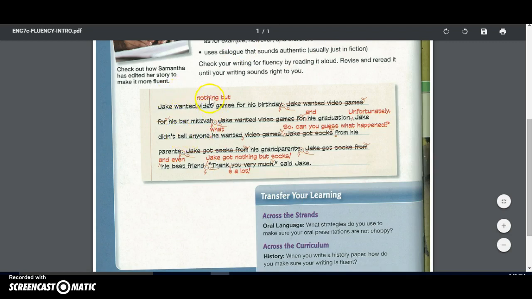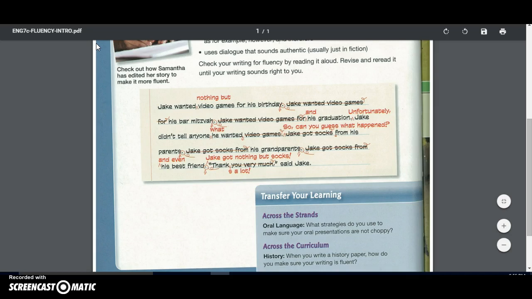Let me read it again using the editing suggestions that this person has made. I'm just going to read what you guys rewrote. Okay, so here we go. Jake wanted nothing but video games for his birthday, for his bar mitzvah, and his graduation. Unfortunately, Jake didn't tell anyone what he wanted. So, can you guess what happened? From his parents, his grandparents, and even his best friend, Jake got nothing but socks. Thanks a lot, said Jake.